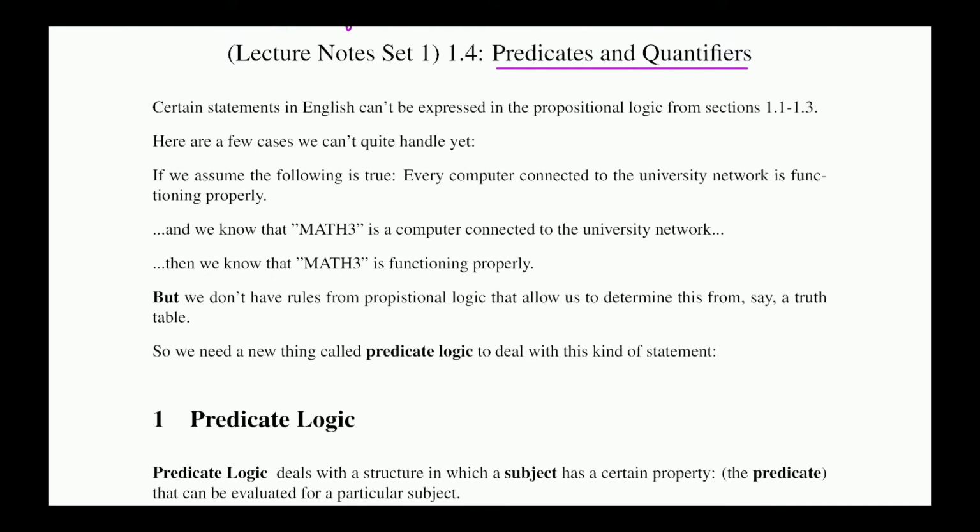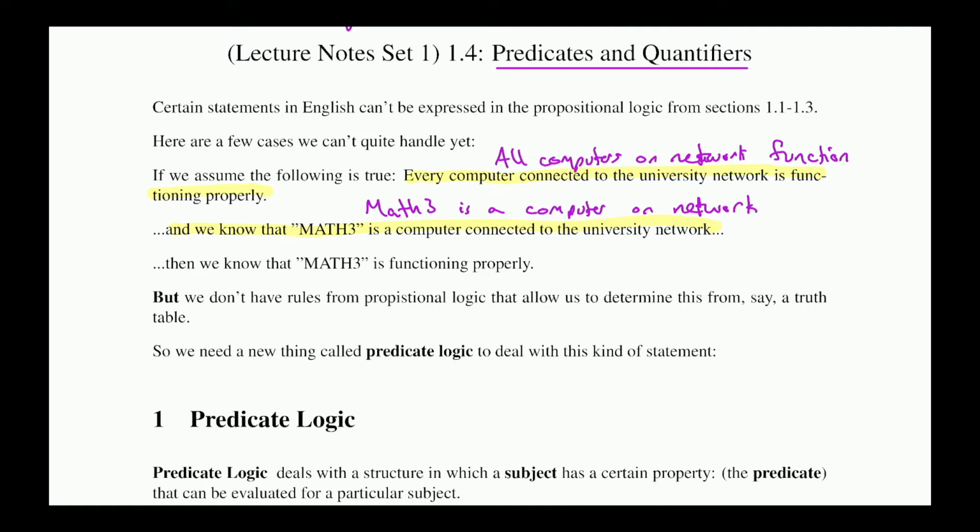Okay, so this is from the book here. It kind of awkwardly says what I just said. So what they're talking about here is, suppose you know every computer has a certain property, that it's functioning properly, and then you also know that there's a certain computer connected to the university network, right? So what we're doing here, awkwardly, like I said, is this says all computers on network, I'm just going to say function. I'm skipping words to make it short. All computers on network function. And then down here, the next line says math 3 is a computer on the network. Right? So all computers that are on the network function, and math 3 is a computer on the network.